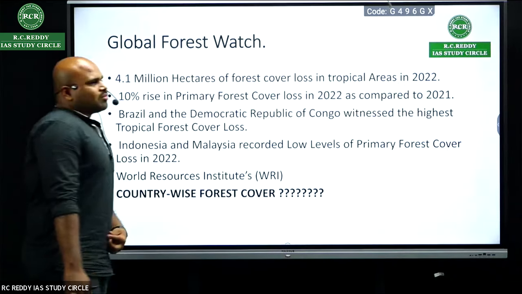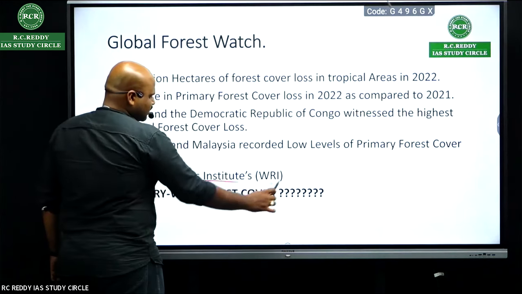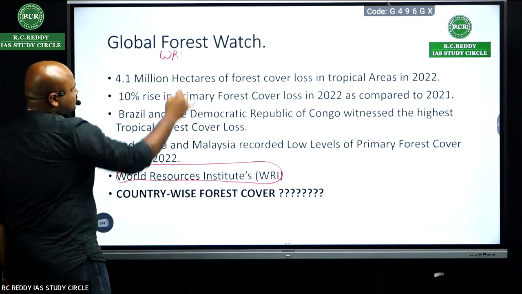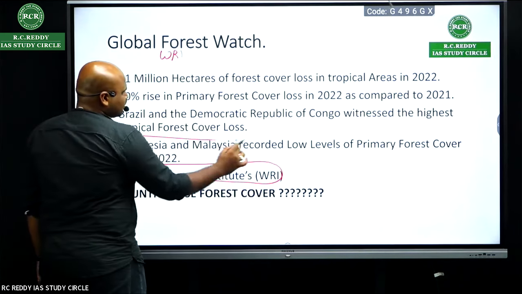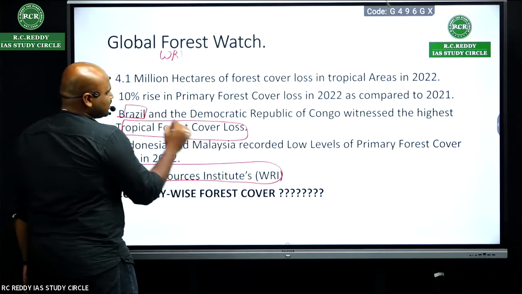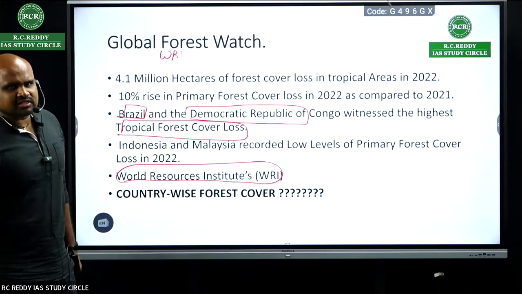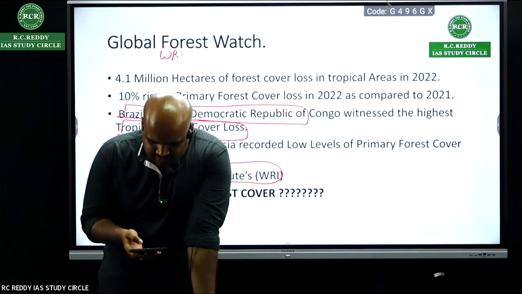Now, when I look at Global Forest Watch, I see that Global Forest Watch is given by the World Resources Institute. WRI, Global Forest Watch is given by the World Resources Institute. And when I observe this, I see the highest tropical forest cover loss is seen in Brazil, then DRC. It is seen in Brazil, then in DRC, right? Write down some data regarding ISFR if you want to write. Indian State of Forest Report.